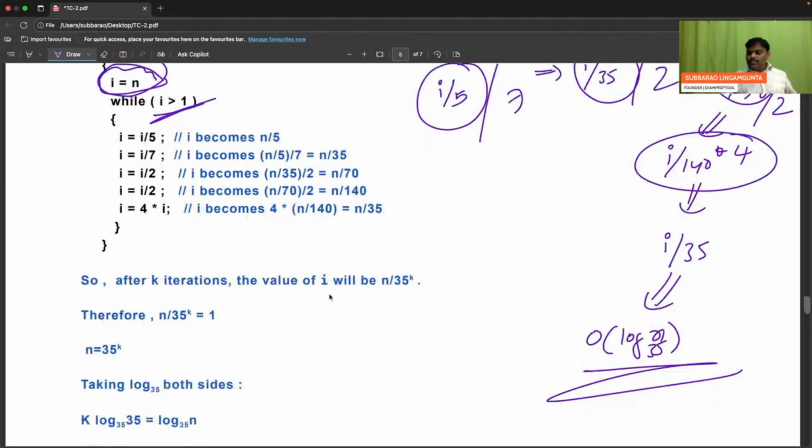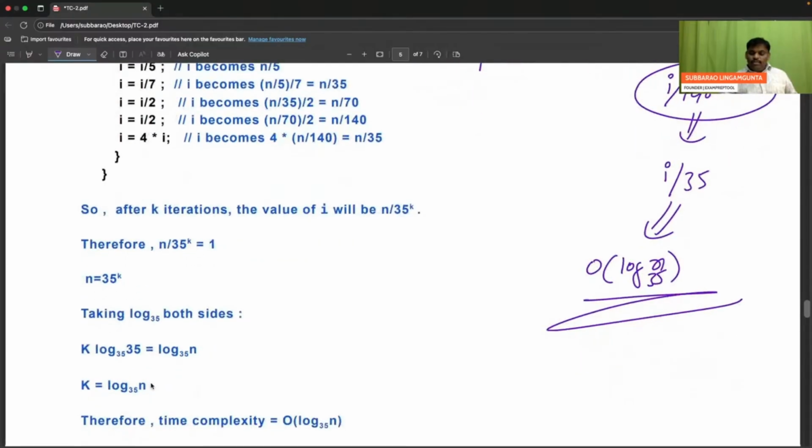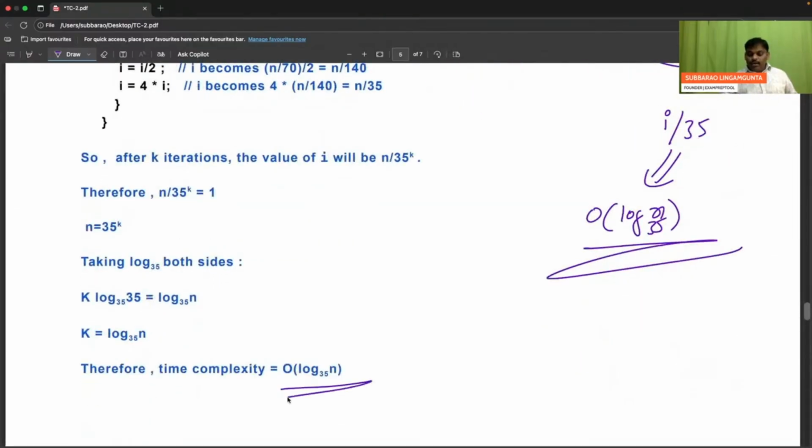See this one. After k iterations, i value will become n by 35 power k, which is equal to 1. Finally, n is equal to 35 power k. Finally, k becomes log n base 35. Time complexity becomes log n base 35.